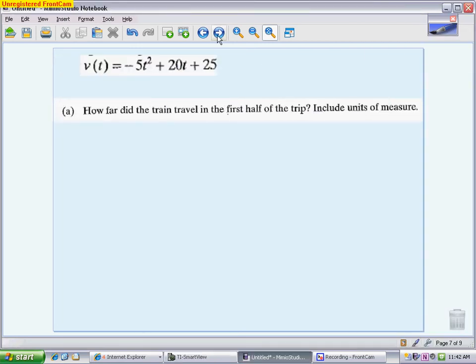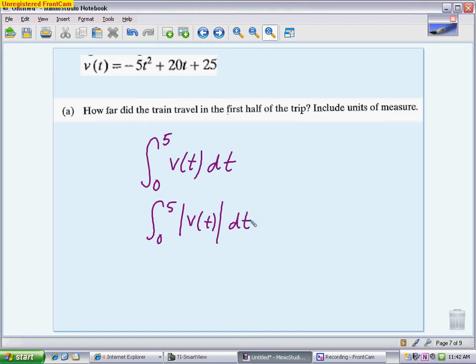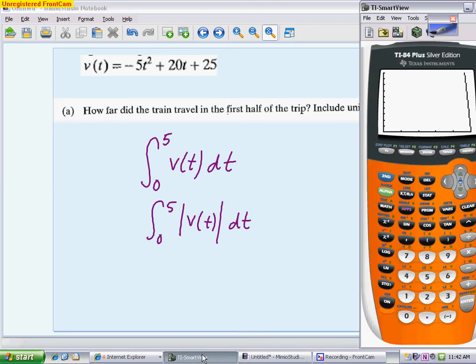For part A, there are a couple of ways to write this. One thing you could write is just the integral from 0 to 5 of v of t. If you're unsure whether there's a direction change and you just want to be safe, you could also go from 0 to 5 of the absolute value of v of t. That takes a direction change into account if there was one, and since there isn't one, it won't impact anything. Then we go to the calculator. We don't want to integrate by hand, even though we could, because it would take some time and we might make a mistake.